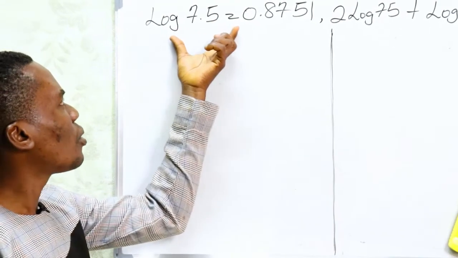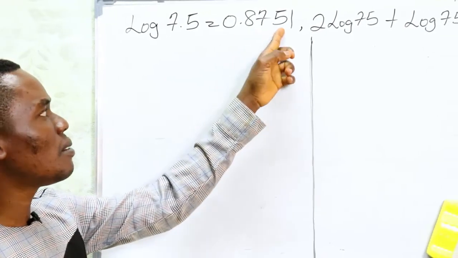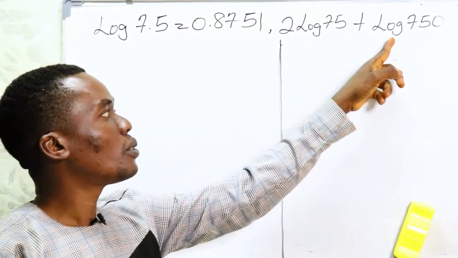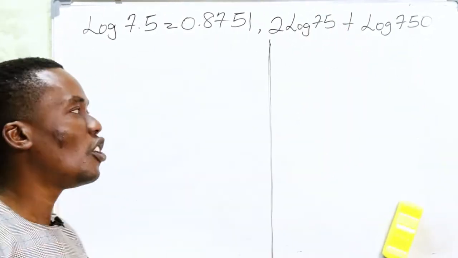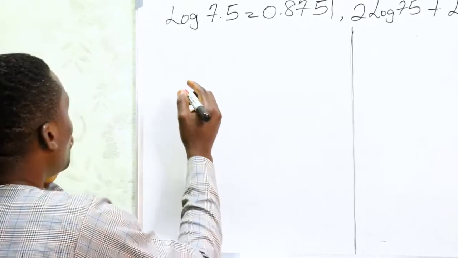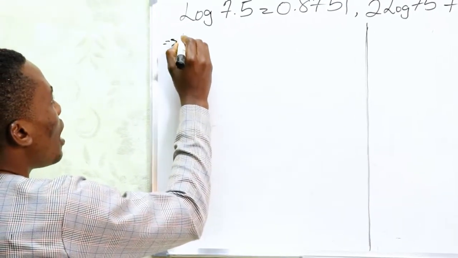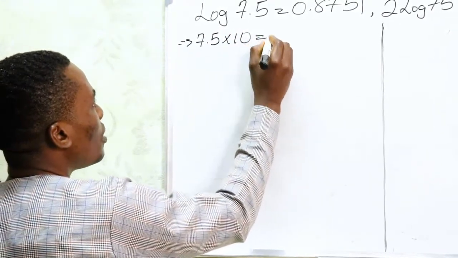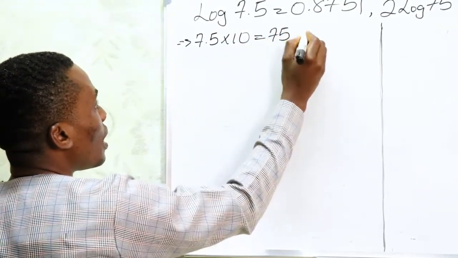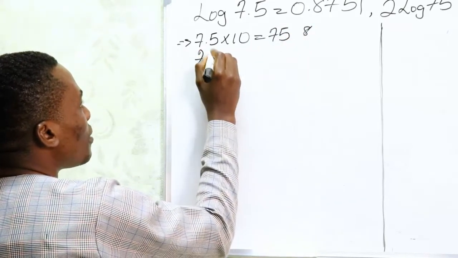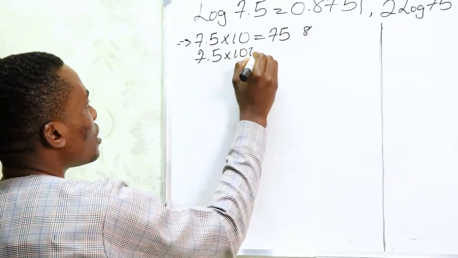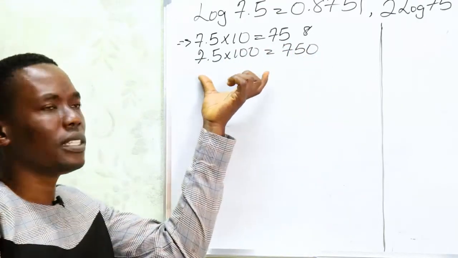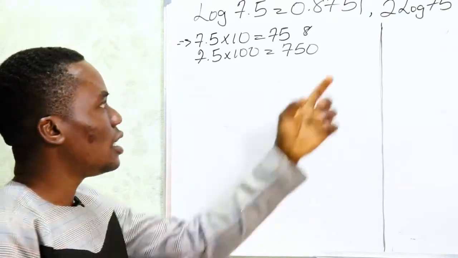We are given log 7.5 equal to 0.8751, and you are asked to evaluate 2 log 75 plus log 750, as displayed on the screen. If we are given this value, note that 7.5 times 10 on a normal mathematical level will give you 75, and 7.5 times 100 will be equal to 750. See how we are going to apply this logic in solving this.